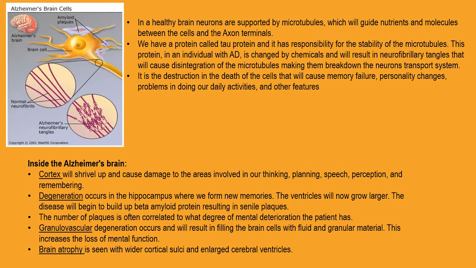Inside the Alzheimer's brain, you'll see the cortex will shrivel up, degeneration will occur in the hippocampus where we form our new memories. There will be a number of plaques often correlated to what degree of mental deterioration the patient has. Granulovascular degeneration occurs and will result in filling the brain cells with fluid and granular material. Brain atrophy occurs and is seen with a wider cortical sulci and enlarged cerebral ventricles.